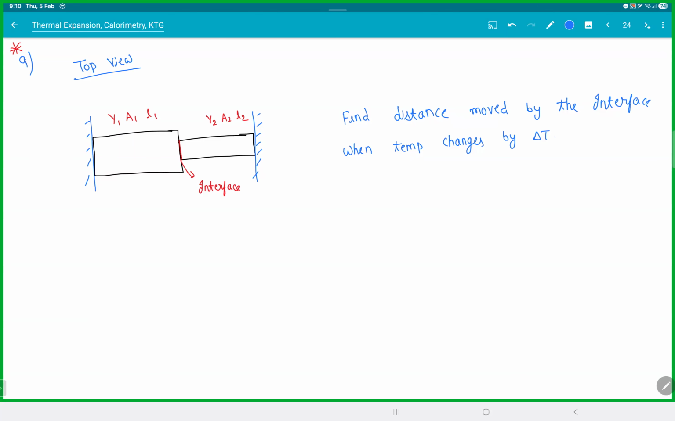Think. It's a good one. It's a really good one. If it's a simple mains question, I'll ask you this. When the temperature increases by delta T, which of the following options are right?